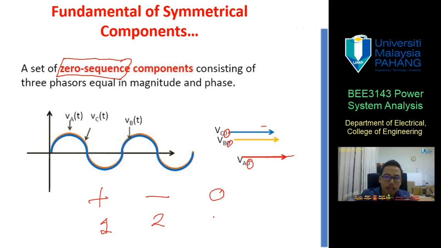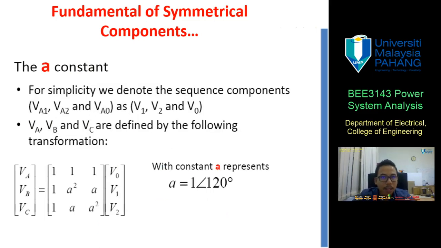Zero sequence is 0. Okay. So this is the number that we're going to use after this over and over again. So please remember. Alright, so what next? Okay, the A constant.